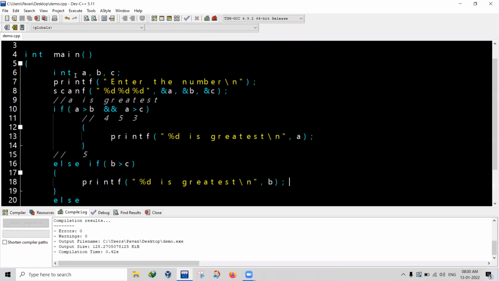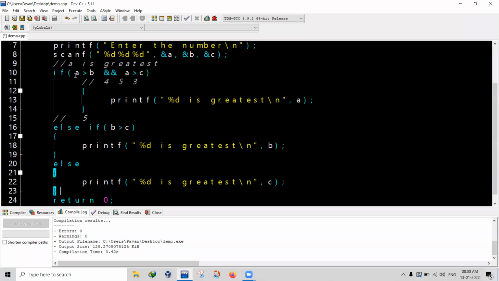Some people will write if A is greater than B and A is greater than C, or they will write else if B is greater than A and B is greater than C, which is also right, but it's a time waste because since A failed, that's the reason we are coming into the second condition. So checking B against A again is a time waste. Just write this much. This is the simplest program to find the greatest of three numbers which can be expected in the question.